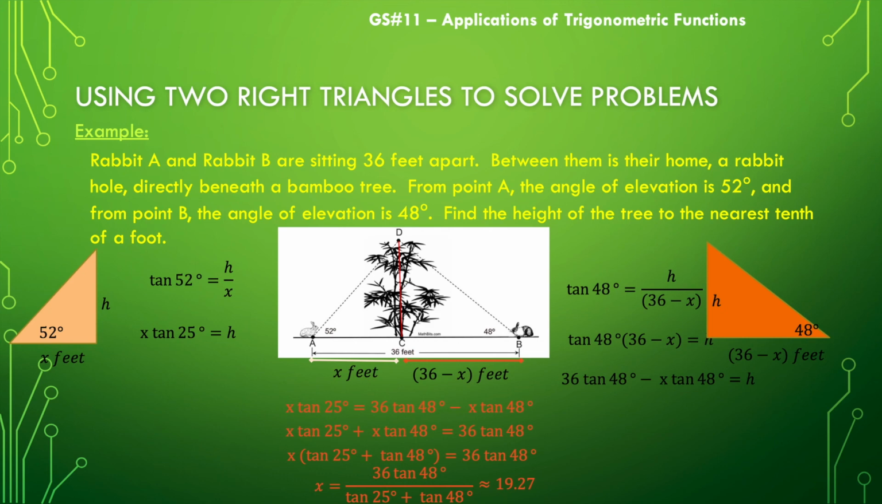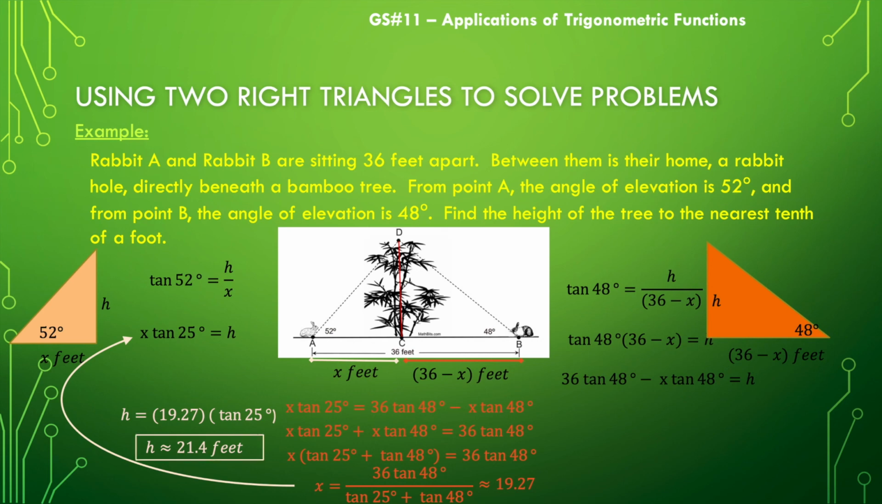Okay, but that is not the answer to the question that's being asked, because we are being asked to find the height of the tree. So what we're going to do with this 19.27 is we're going to take it and sub it back into this equation, because now I can multiply that 19.27 times the tangent of 25 degrees and achieve the value for h. So when I do that, I get that h is going to equal about 21.4 feet. And that would be our solution to this example.